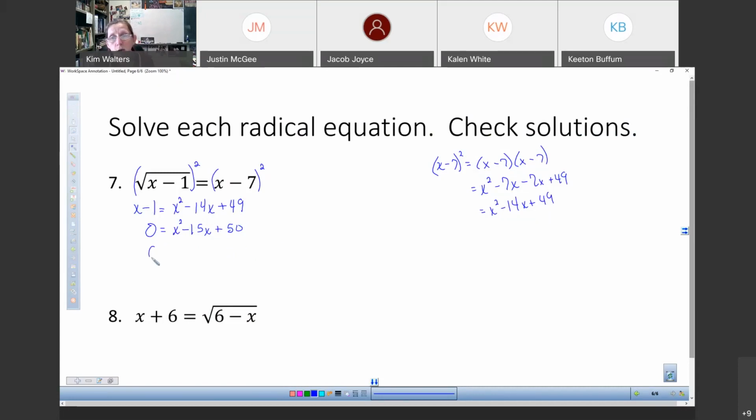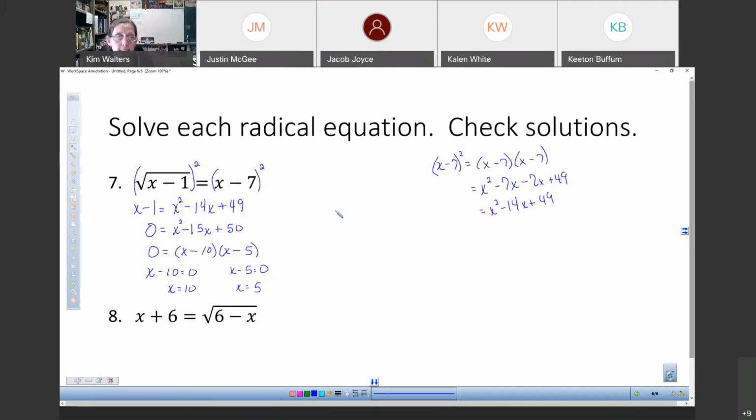All right, so now I'm going to factor this. And so this nice quadratic will factor. That's why it was very important that we practiced our quadratic factoring. So I factored this, I have 2 minus signs. Factors of 50 that give me 15 are 10 and 5. That was pretty nice. I take each factor and I set it equal to 0 and I solve for x. I get x is equal to 10 and I get x is equal to 5.